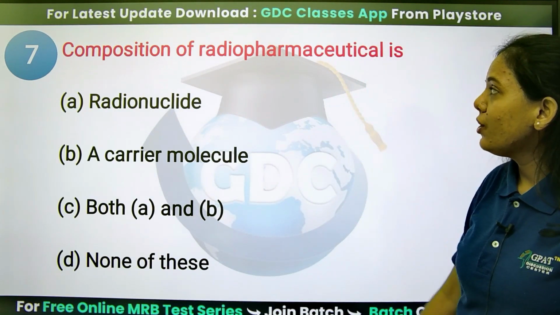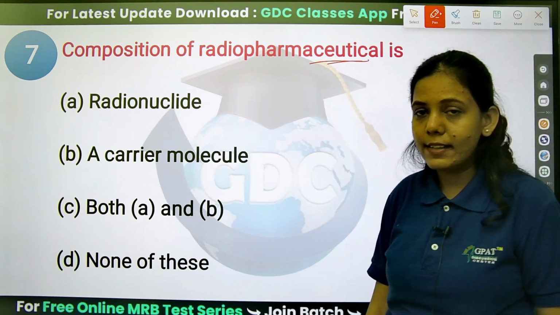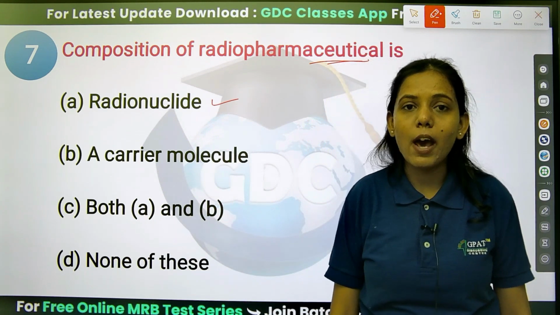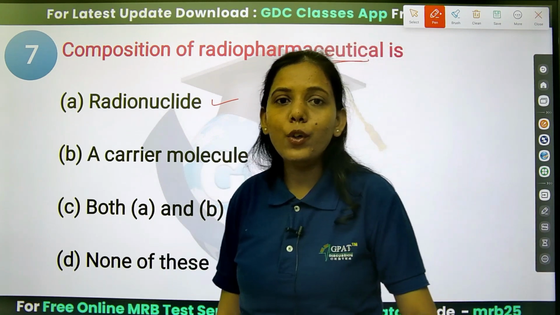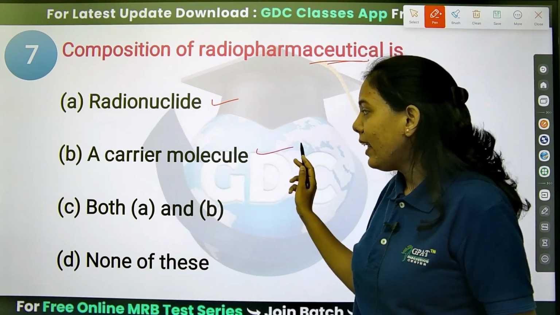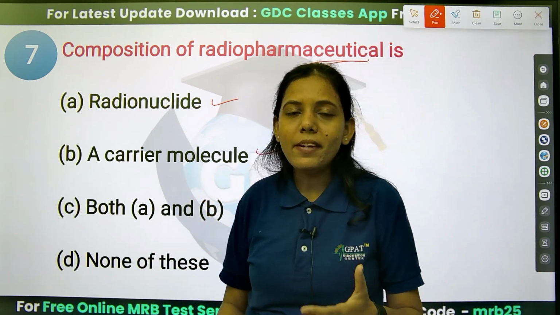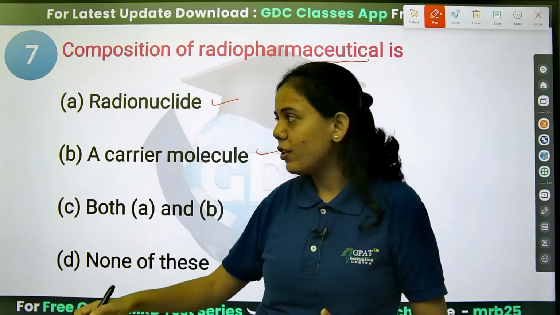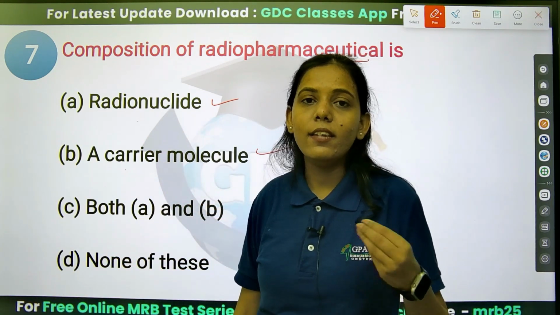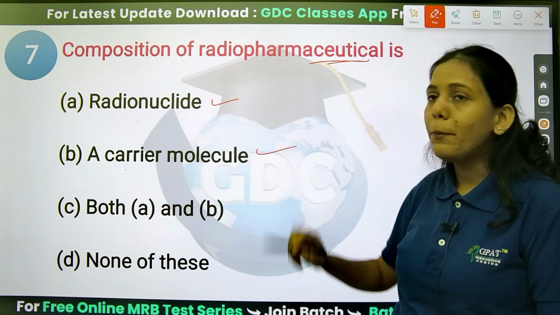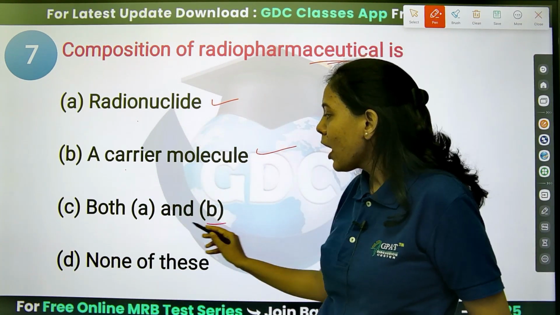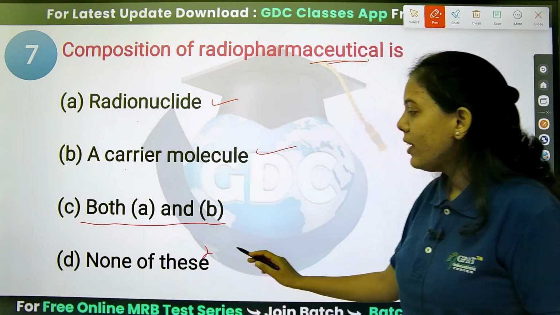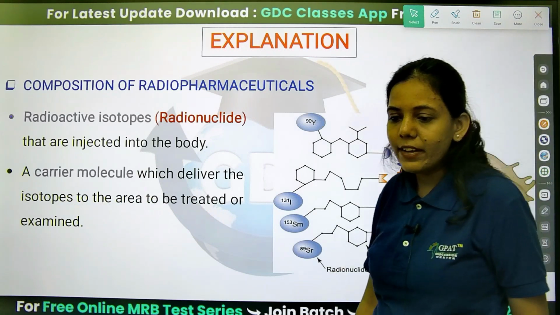Next is, composition of a radiopharmaceutical is radionuclide, which we have already seen. Radionuclide is a composition of radiopharmaceutical, parent radionuclide and the daughter that we have seen. A carrier molecule is also there. The name itself suggests it is like a transporter which is taken to the site or to the area of the action, right? So both radionuclide and the carrier will be the part or the composition of radiopharmaceutical. Option C already gives both A and B, so option C is the right answer. None of these is not there. So option C is the right answer.